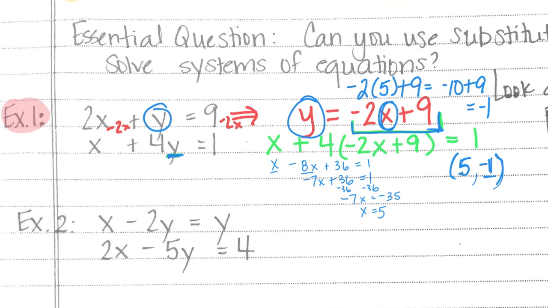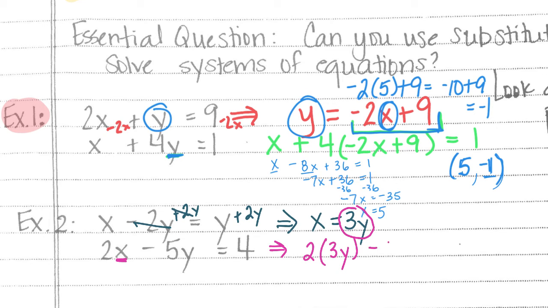So when I look at example 2, I would think it would be easiest to solve for x here. So I'm going to take this and solve for x by adding 2y over to each side, and x is equal to 3y. So instead of putting in x here, I'm going to put this 3y in right there. So I'm going to rewrite, substituting the 3y in, and let's see what we get.